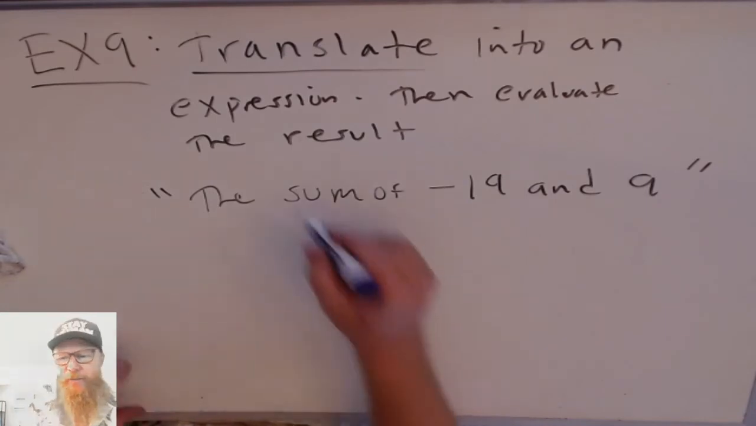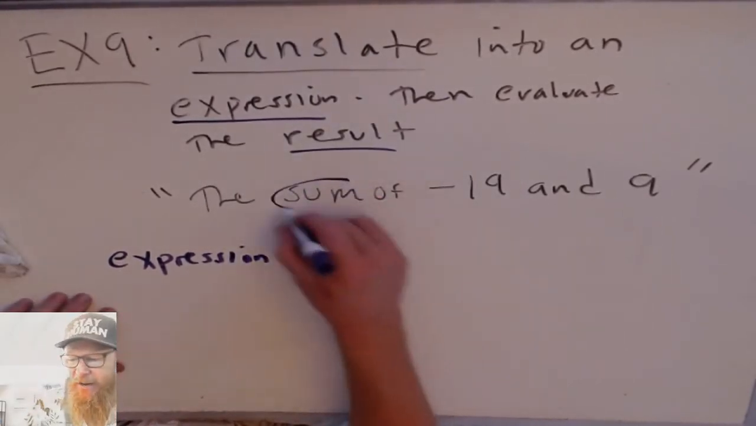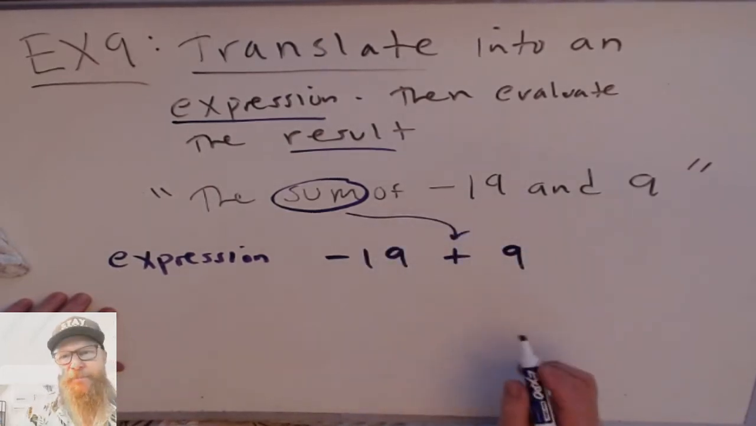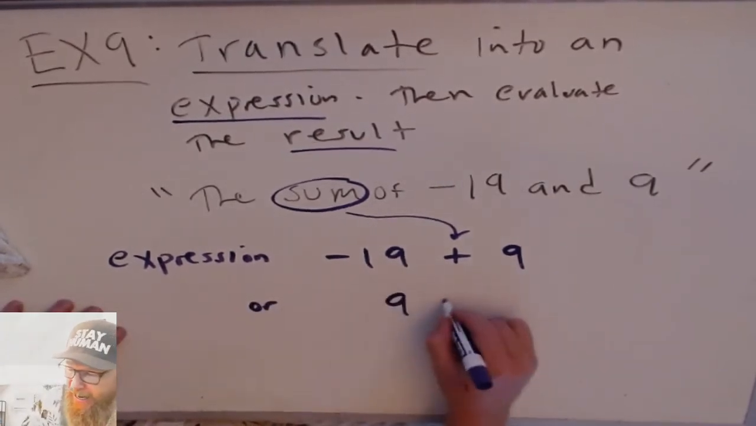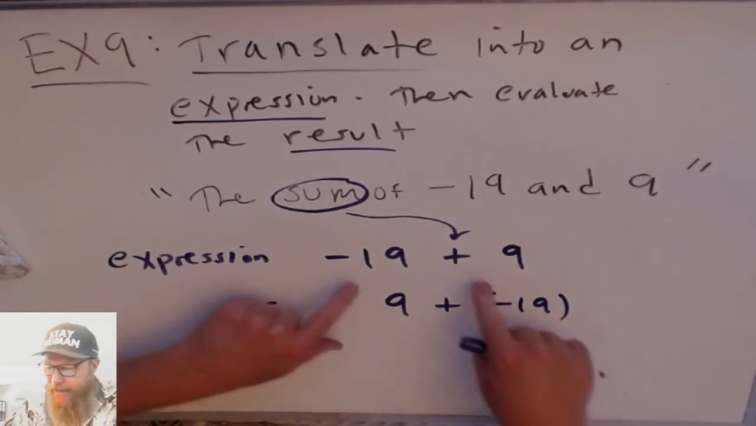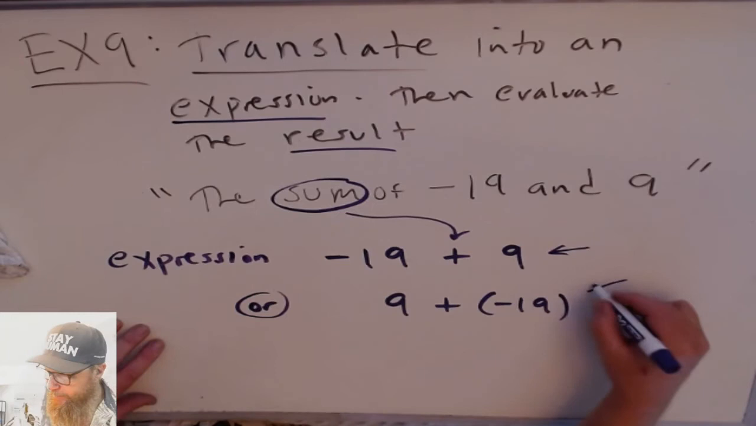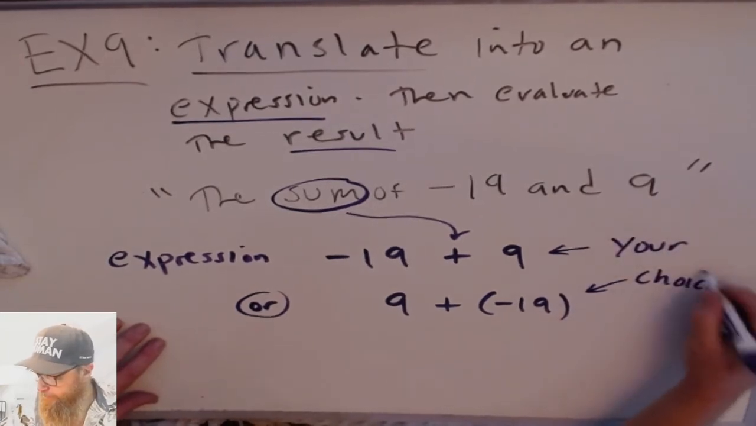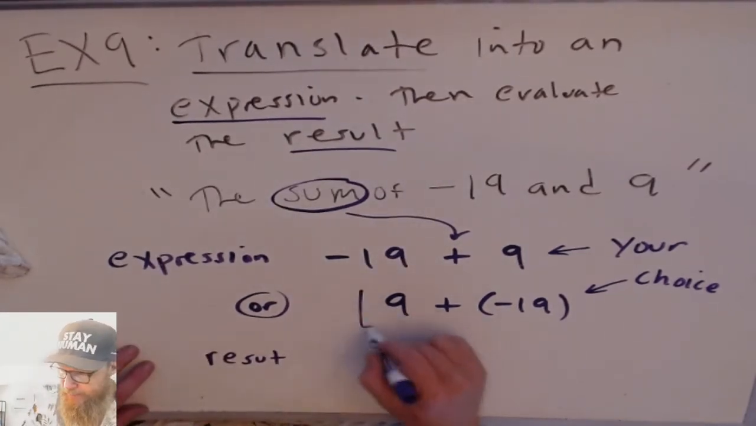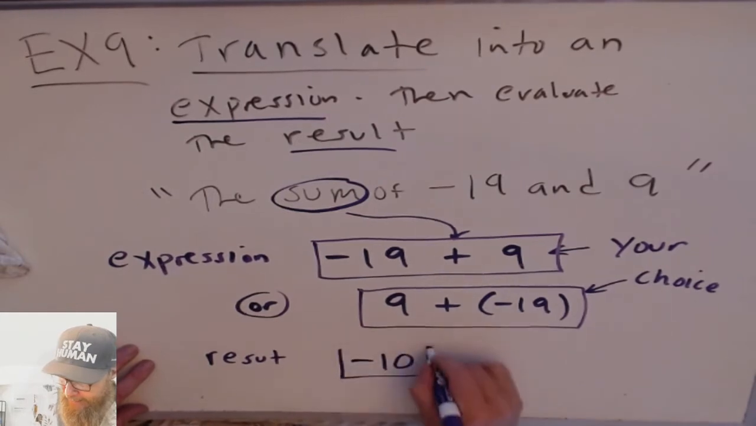Translate to a mathematical expression, then evaluate the results. All right, so the expression, the sum, negative 19 plus 9. Or, if you prefer, you could say 9 plus negative 19. If you write it this way, you need to use parentheses. If you write it this way, you do not need parentheses. I don't care. It's your choice. Either one. And then calculate the result. Negative 19 plus 9 is negative 10. That's the result.